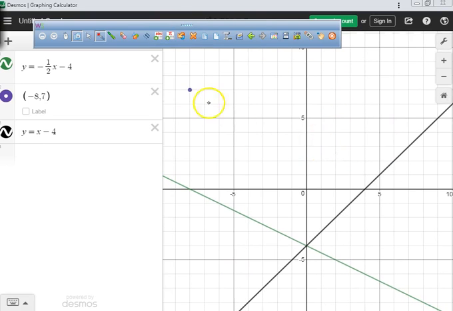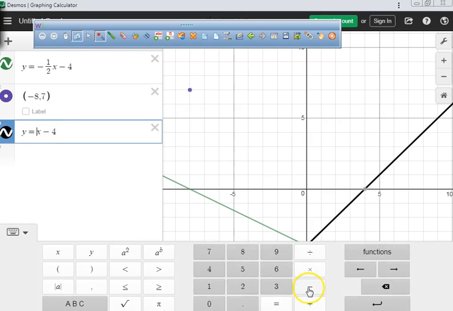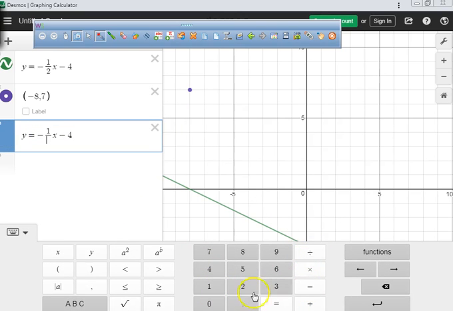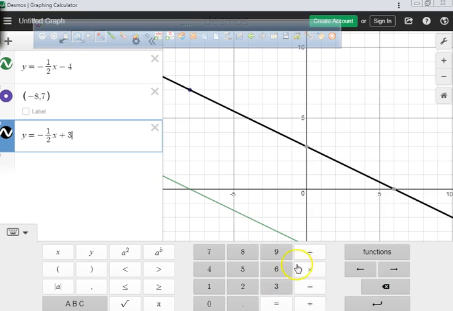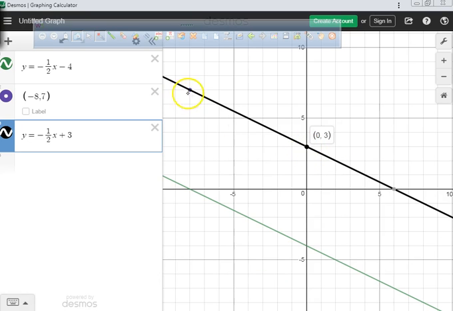I don't know if you guys can see it. It's right there. And what did we say our final answer was? -1 divided by 2x, and we said it was at a plus 3. And why is that the right answer? Because it goes through the point -8 and 7. Right?